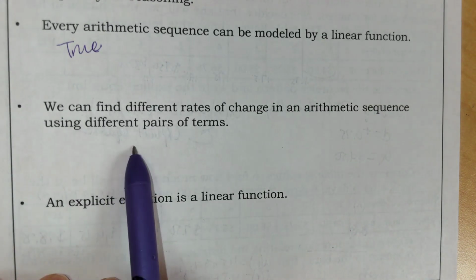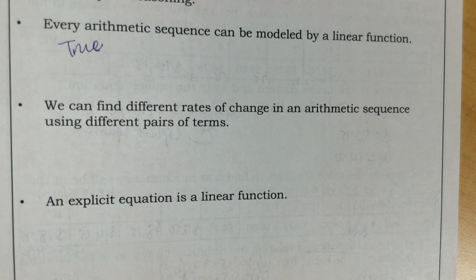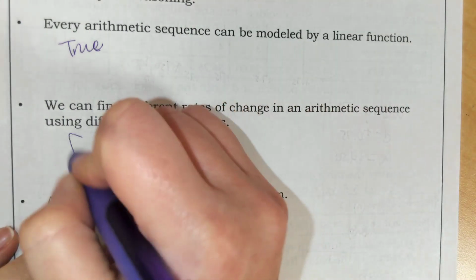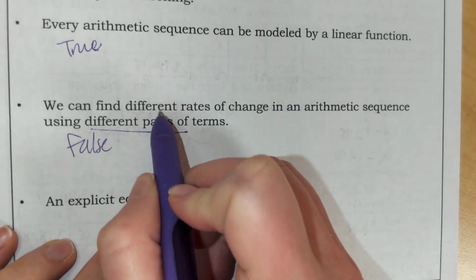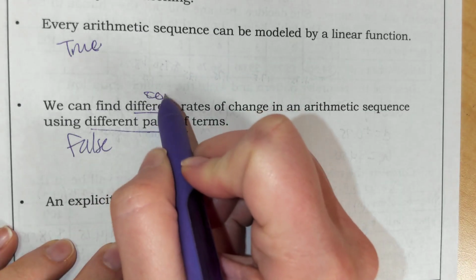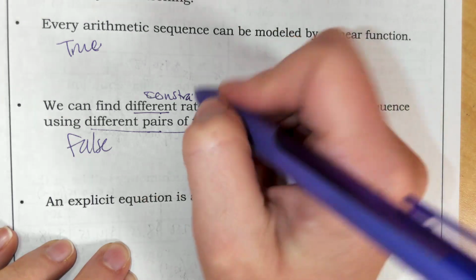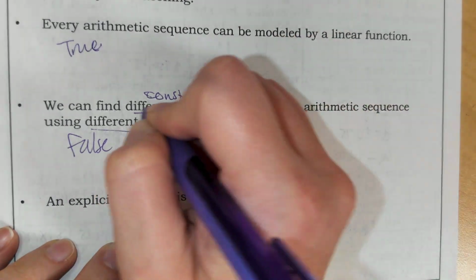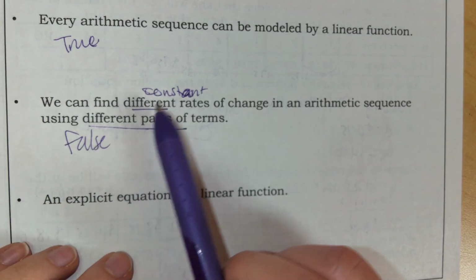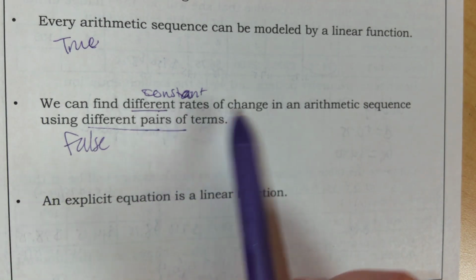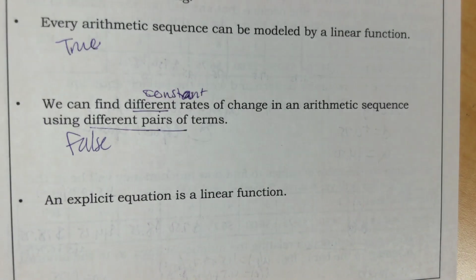Next: we can find different rates of change in an arithmetic sequence using different pairs of terms. That's going to be false, because no matter what pairs of terms you use, you always have the same constant rate of change. It's always going to have the same rate, and that's what makes this a false statement.